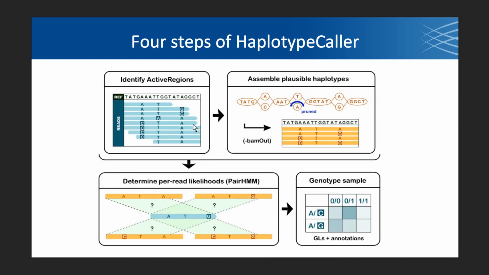So starting with HaplotypeCaller, you can break the algorithm up into 4 different steps. The first step is to identify active regions. Most of the genome looks pretty much like the reference, so we're only going to focus on areas where we think there might be variation. The next step is to assemble plausible haplotypes. Then we're going to evaluate each of our reads against those haplotypes to determine the per read likelihoods. And then finally, we're going to genotype each of our samples against the discovered alleles.